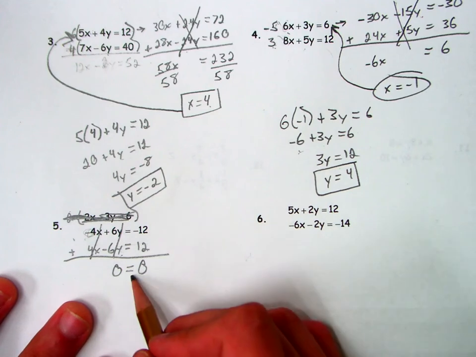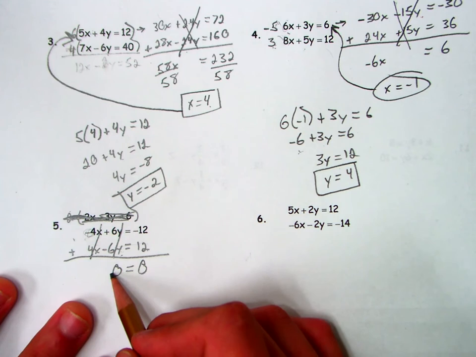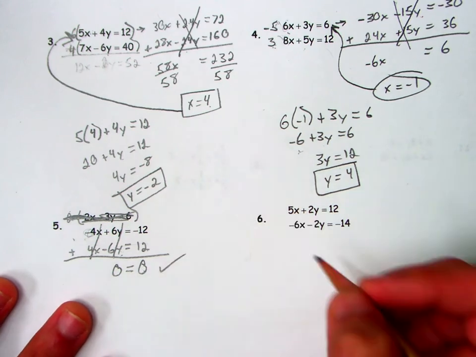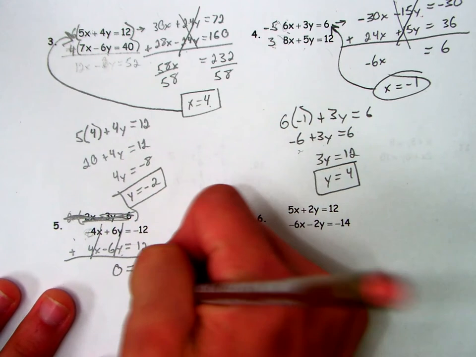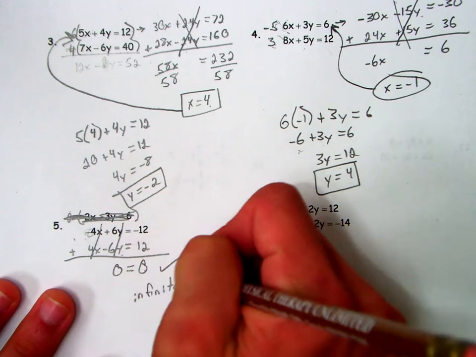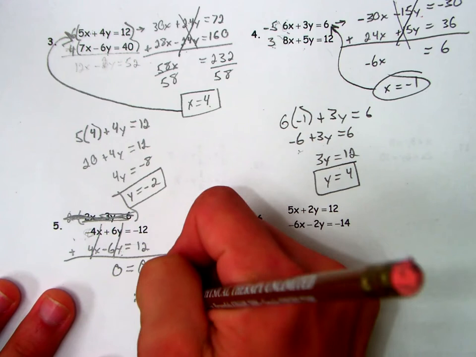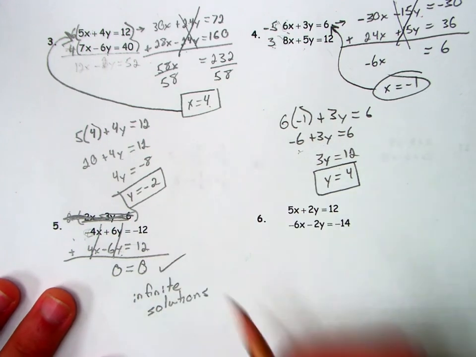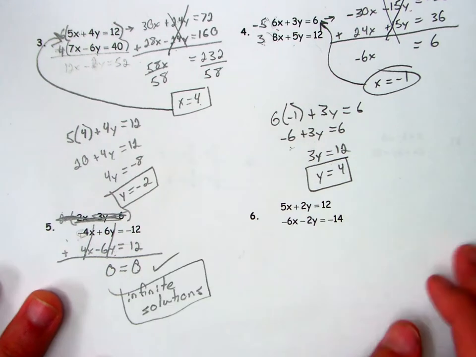In this case, because when they canceled, it left you with a true statement. 0 does equal 0. That's a true statement. That means there are infinite solutions. Infinite solutions. Okay, so that would be my answer on that one.